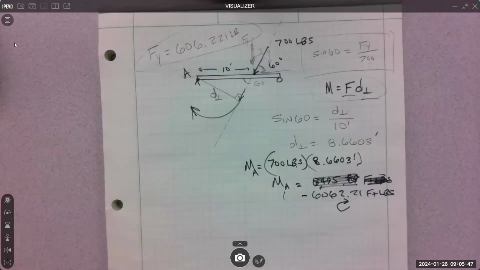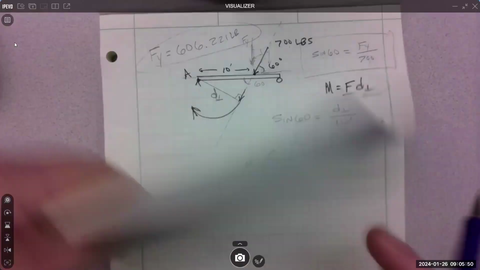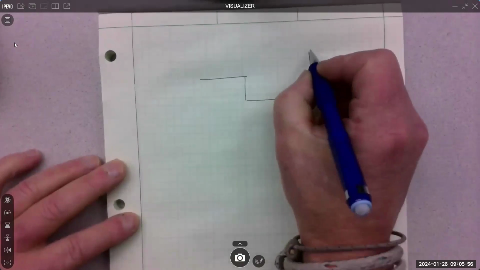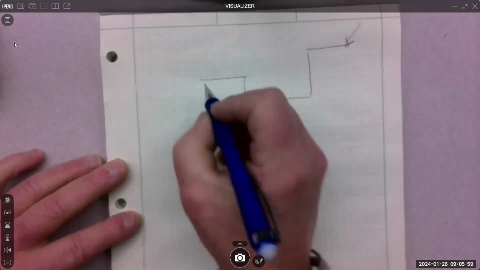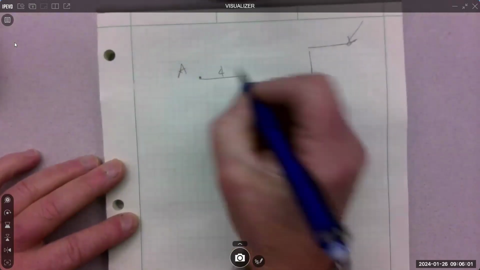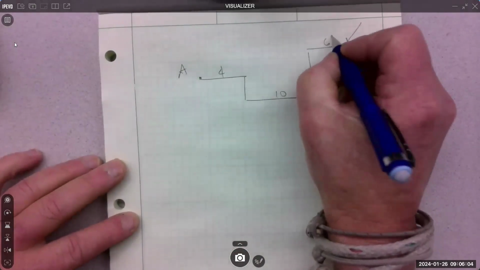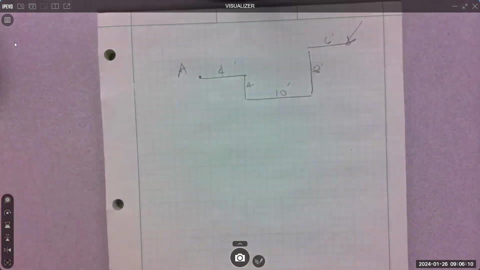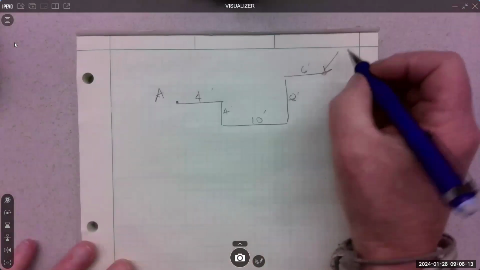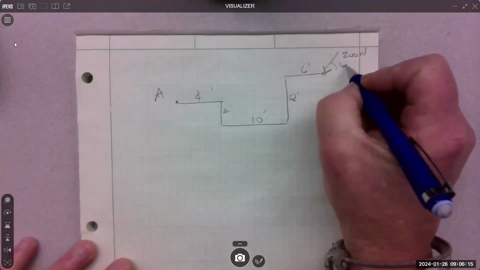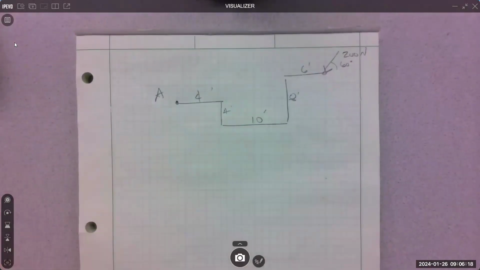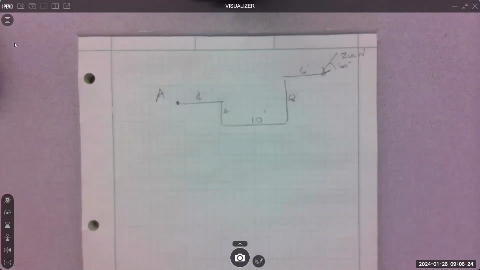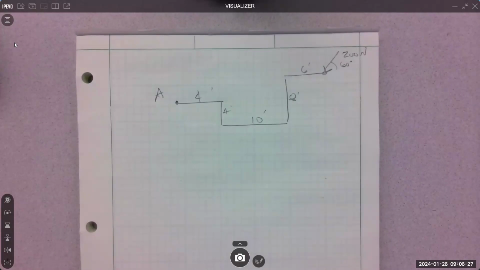So there's advantages to knowing that, because if you have a problem like this, where we have some kind of structure, then we put a force on it, and then we want to know the moment at A, and you know all these distances: 4, 10, and 6 feet, and 4 feet and 8 feet. And this is like 200 newtons at 60 degrees. And I want to know the moment at A. How do you approach it? Sure, absolutely. You try to find the distance from point A.